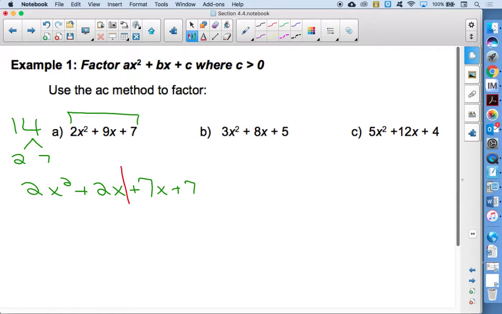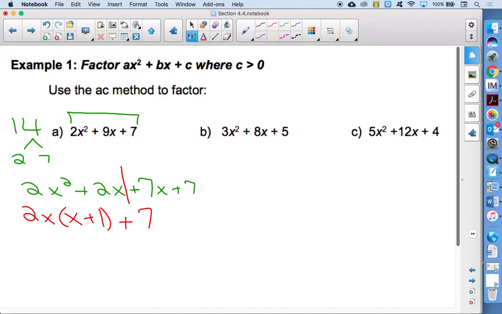So Chelsea, if we put that line down the middle, what do the first 2 have in common? 2x. A 2x, and then when you take 2x out, you get? X plus 1. And then the second set have what in common? 7. A 7. Is it a positive 7 or a negative 7? Positive. A positive. You need to place that plus sign with the 7.